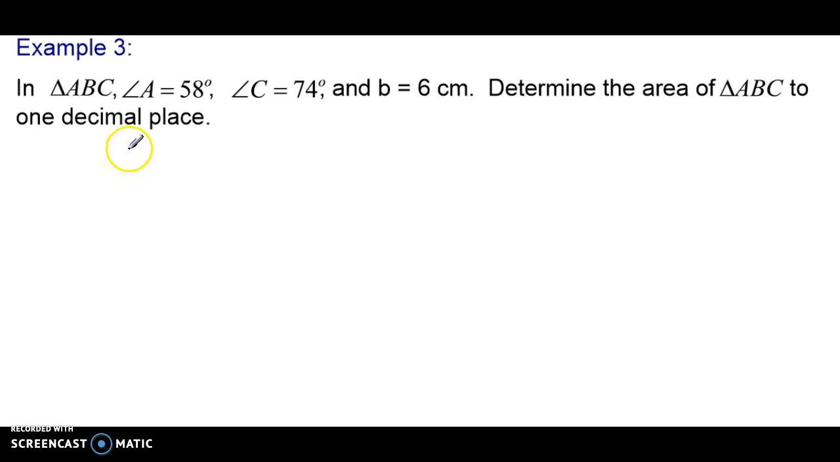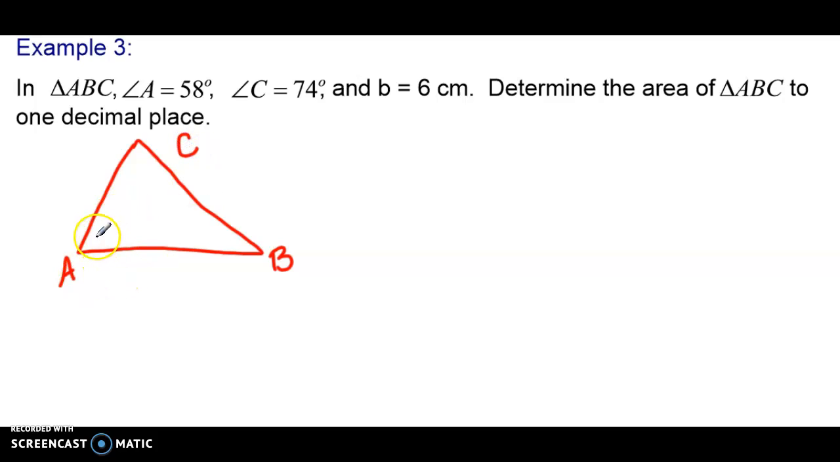So we are going to begin by just drawing a little sketch to organize our information. And I'm going to label our triangle A, B, C. We have angle A is 58 degrees. Angle C is 74. And we are given side B is 6. And from our notation from earlier classes, side B is the one opposite angle B. So this would be 6, side B.